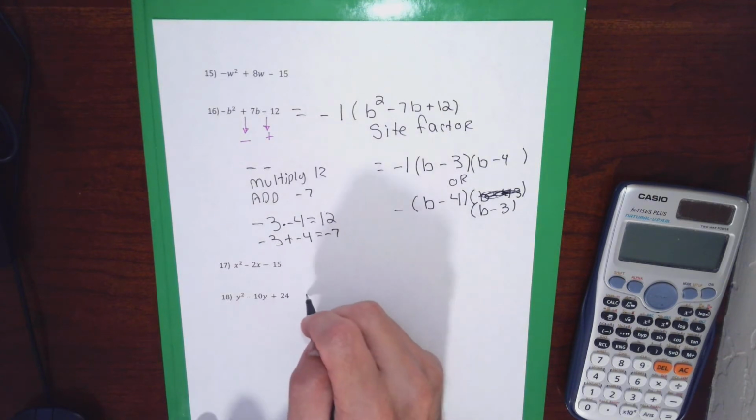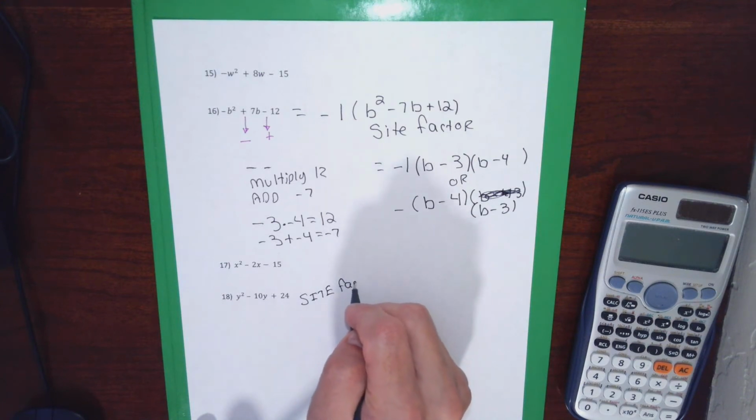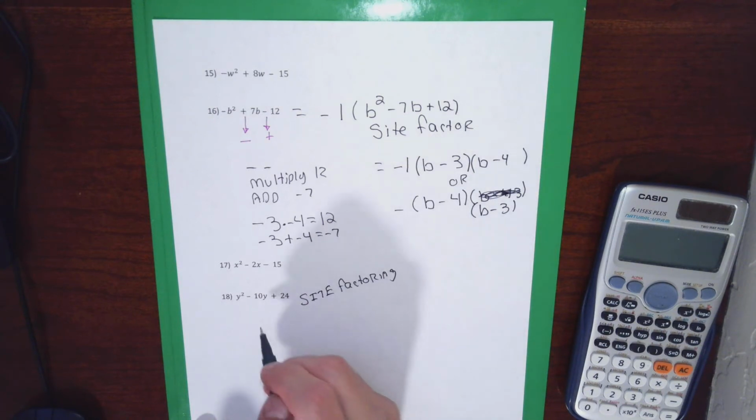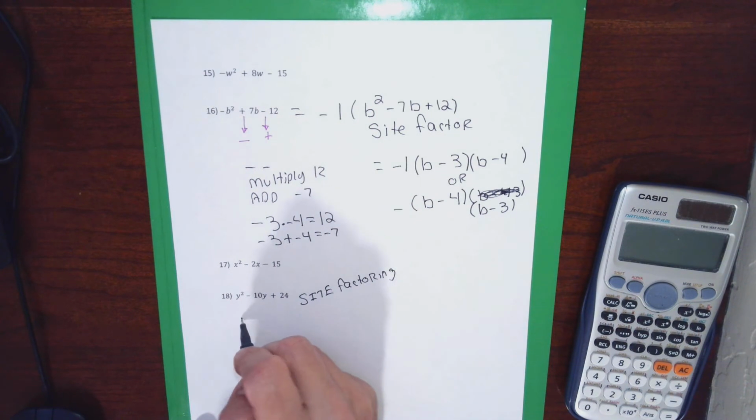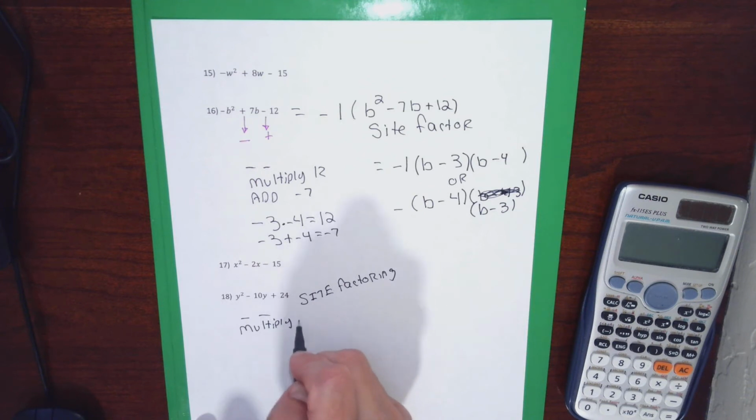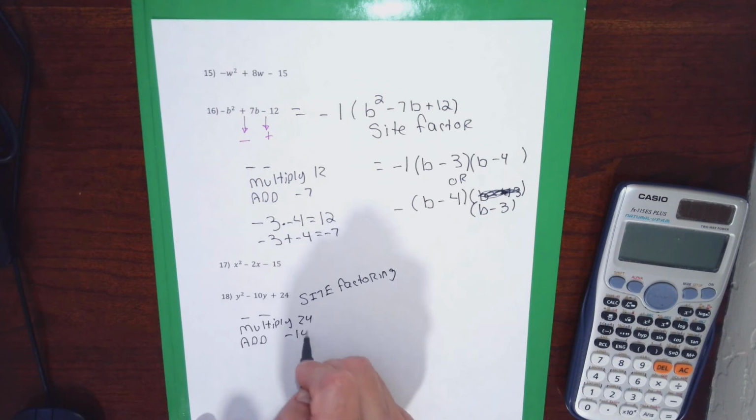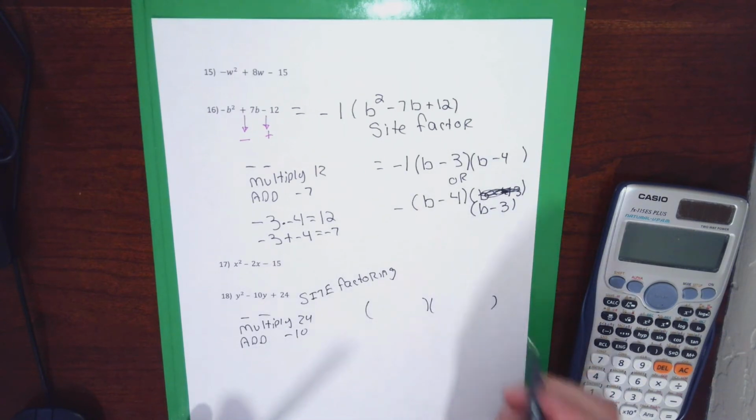This is another site factoring problem. Both 17 and 18, I'm not going to rewrite with 4 terms. I'm just going to go into my site factoring, and it's the same level of my template. I'm going to need double negative numbers that multiply to 24 and add to -10 when I go to fill in my parentheses.